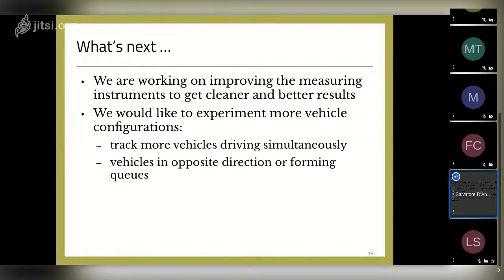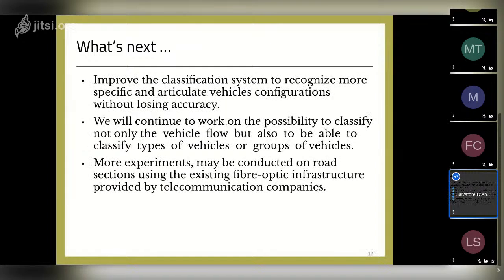And we would like to experiment with more vehicle configurations, with different vehicles simultaneously and in opposite directions. Some of this testing is already done. And then we are working on improving the classification system to recognize more specific and articulated vehicles. And more experiments will be conducted on the road section using the existing fiber optic infrastructure provided by a telco company.